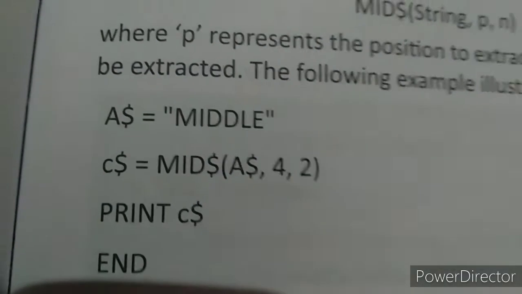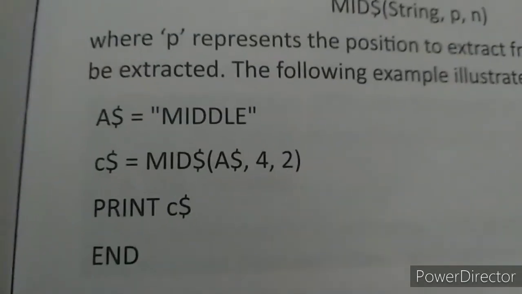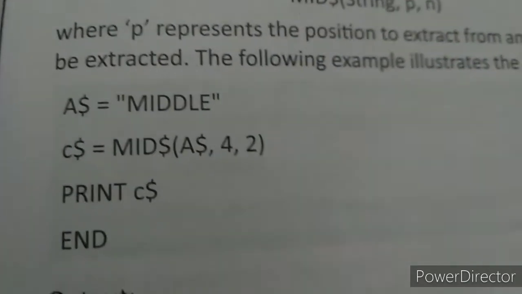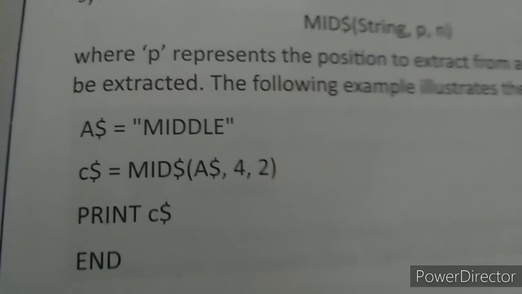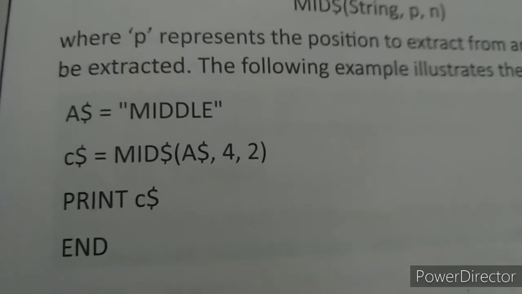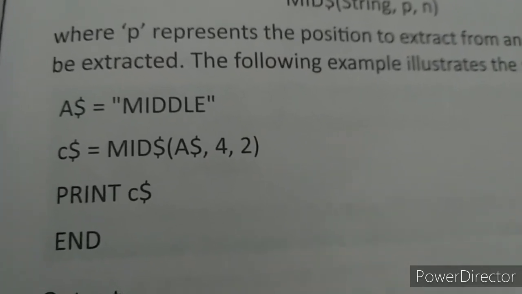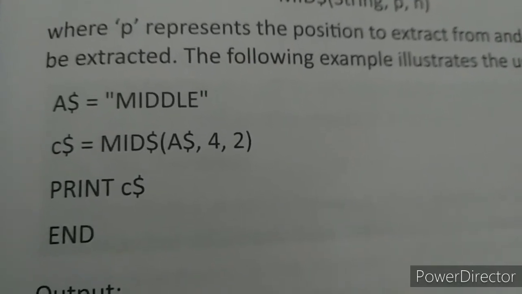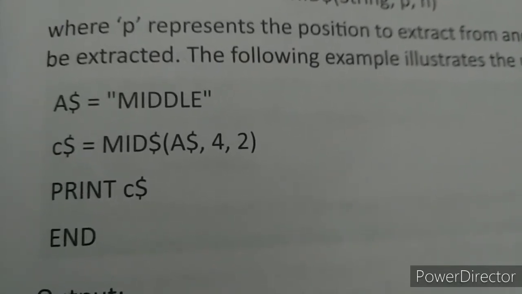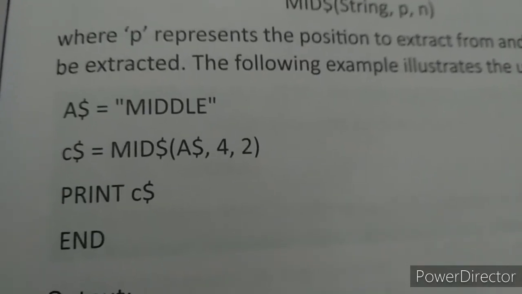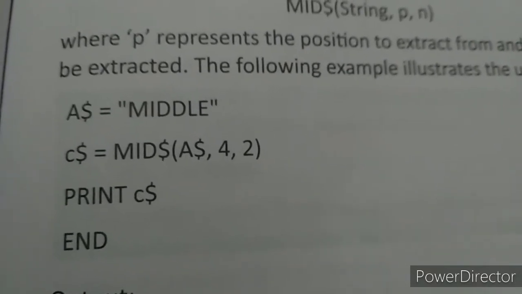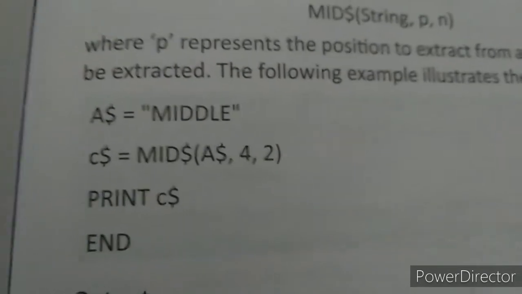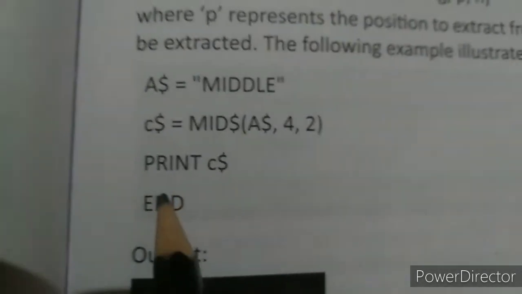It means if you have a string of 10 characters and you write the string, then you use P as 5, and in place of N you write 3, then it will return 3 characters starting from position 5. This program will clear the concept.